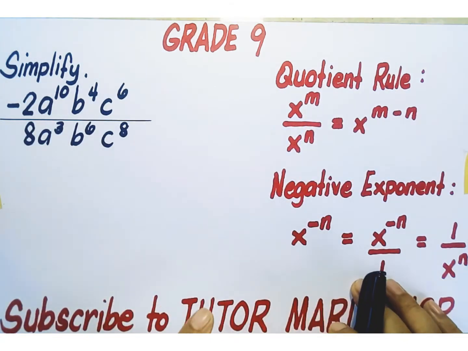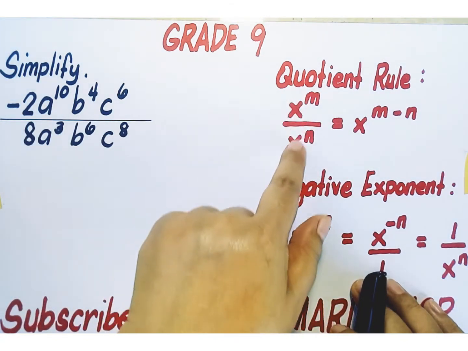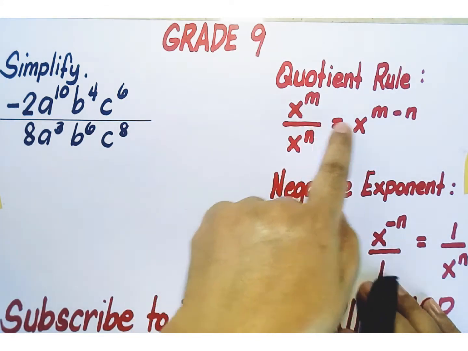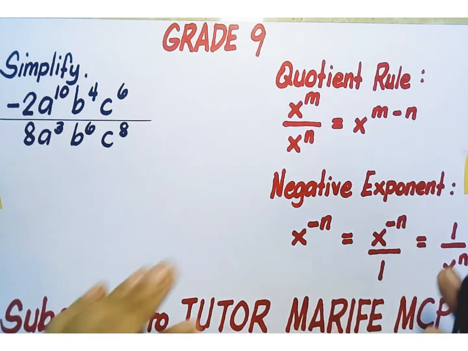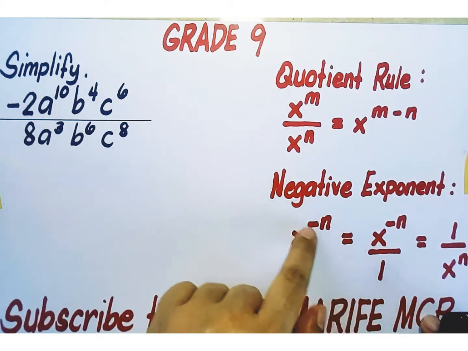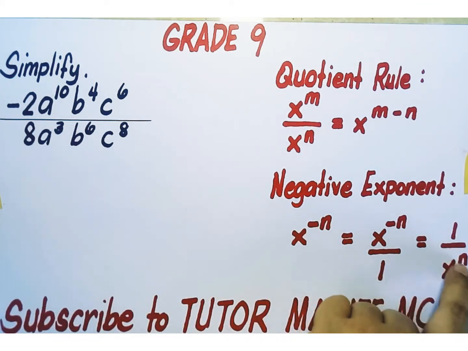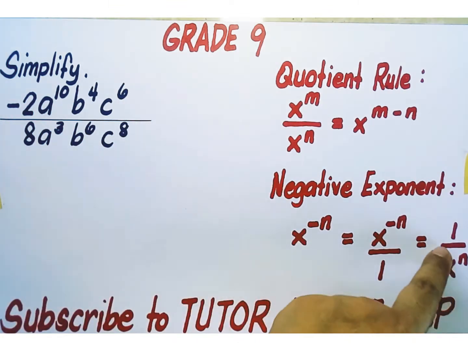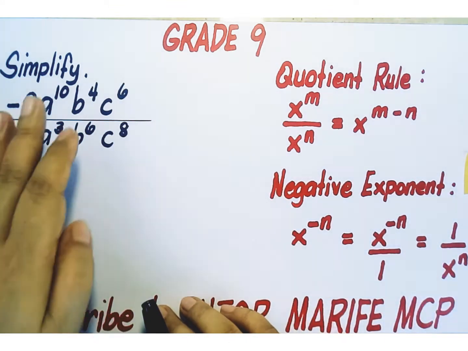The quotient rule says that to divide exponential terms with the same base, keep the common base and subtract their exponents. The negative exponent rule says that to change a negative exponent to a positive exponent, flip the exponential term into its reciprocal. Okay, so let's start.